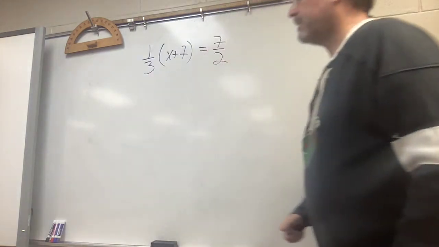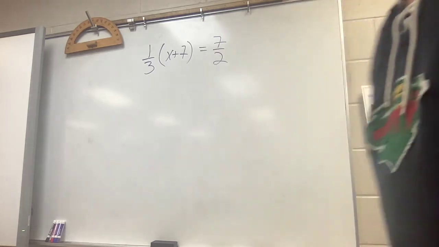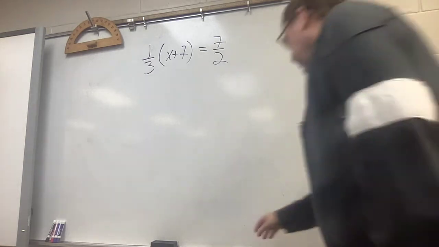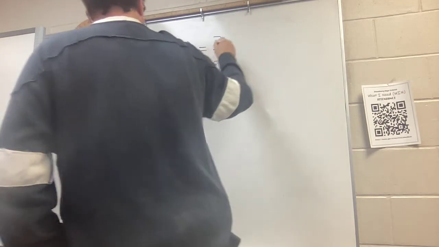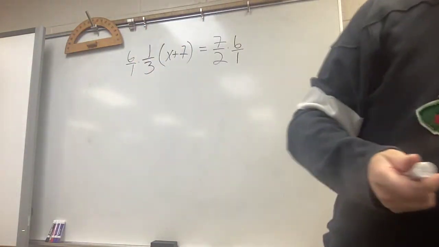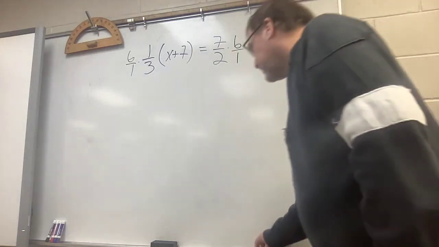All right, you've done a large number of equations in your mathematical career. What is the common denominator of 3's and 2's? It's 6. If I multiply this side by 6 over 1, and this side by 6 over 1, they've got a different value, but is the equal sign still intact? That's the key. The equal sign is still intact.